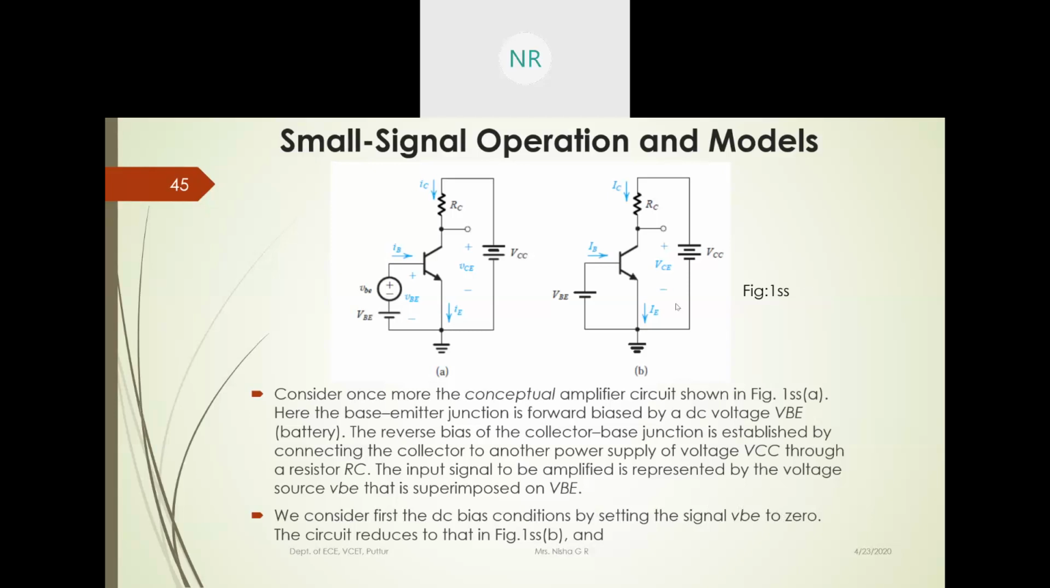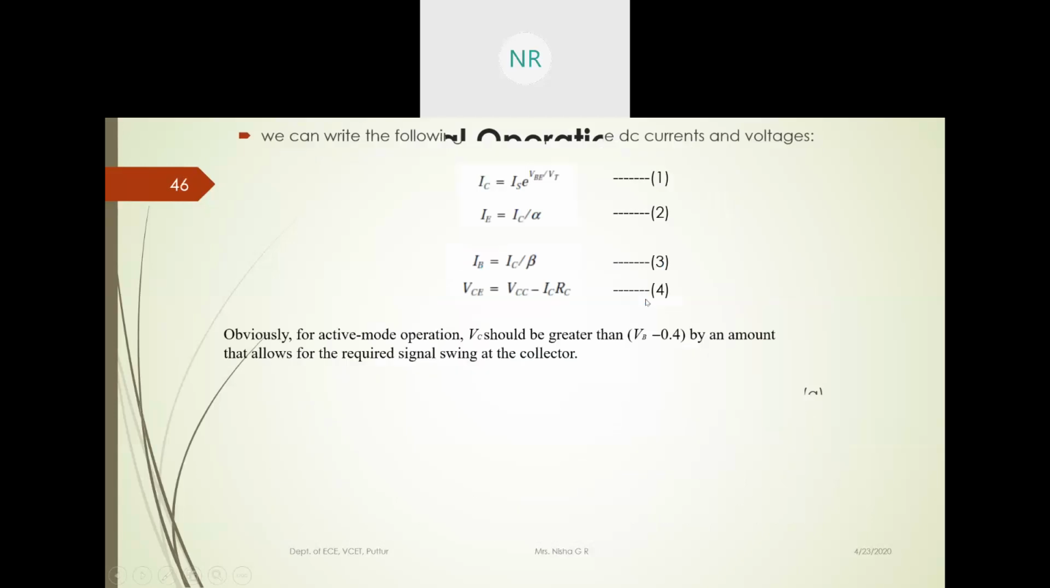For the second figure they are going to consider and write a few expressions. So let us discuss this first. IC, that is your collector current, is equal to IS times e to the power VBE by VT. What is this expression? This is nothing but the diode equation, the Shockley diode equation, which will give us this.